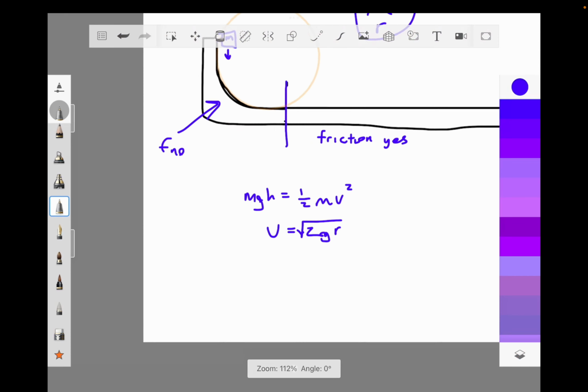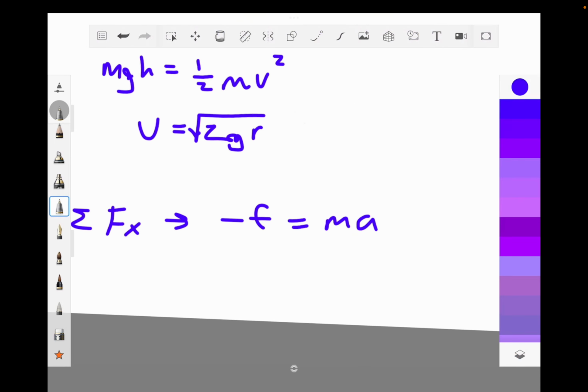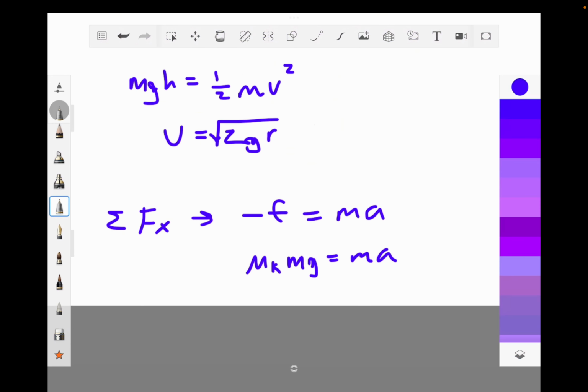And then for part B, you could just do the sum of the forces in the x direction. There's going to be a friction force, and then the inertia of the block. Friction is equal to the coefficient of friction times the normal force, which is just going to be the weight, equals ma. And then you could solve for a, which is going to be negative mu k times g, which you would know.